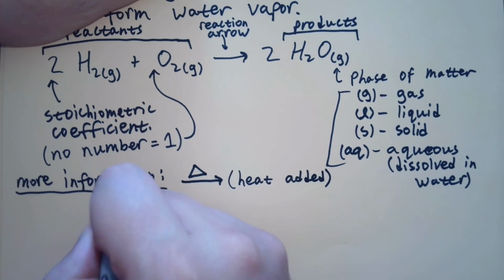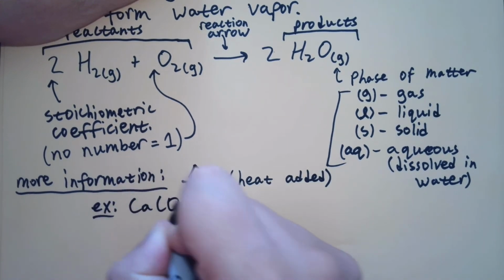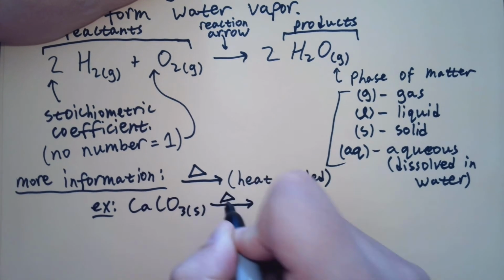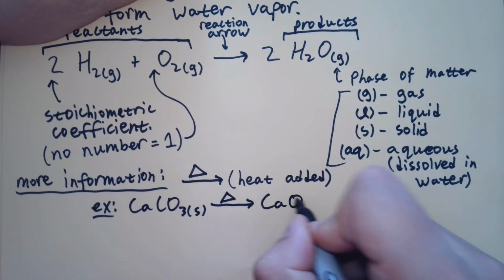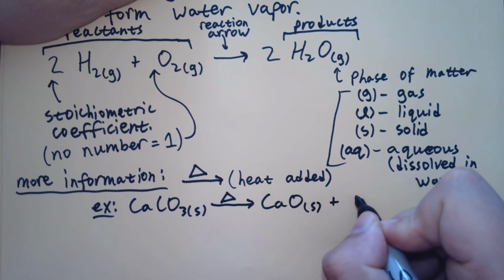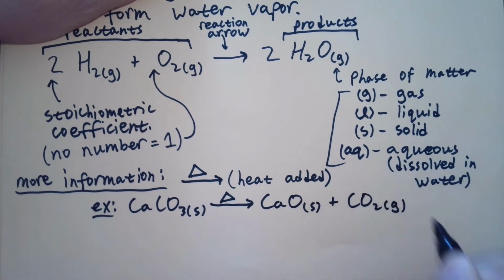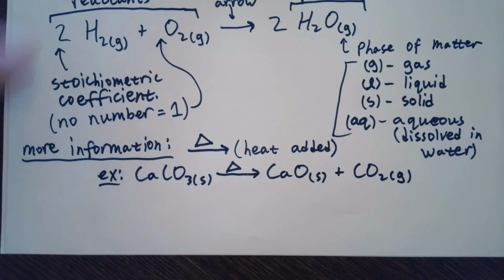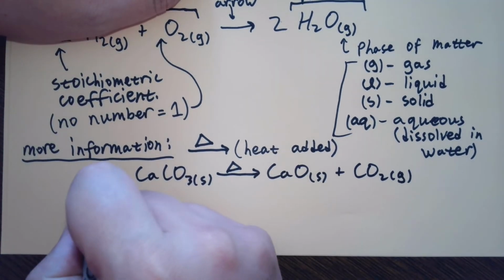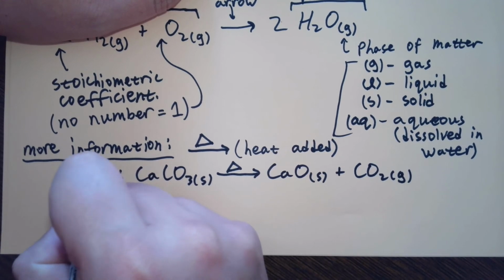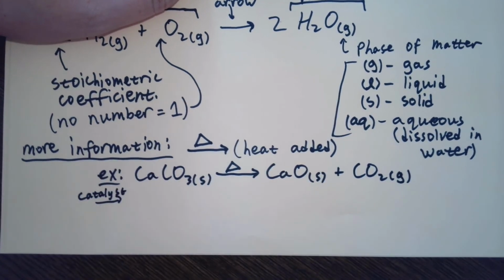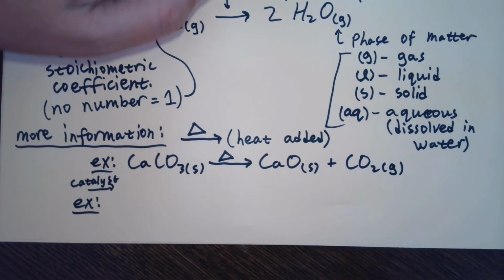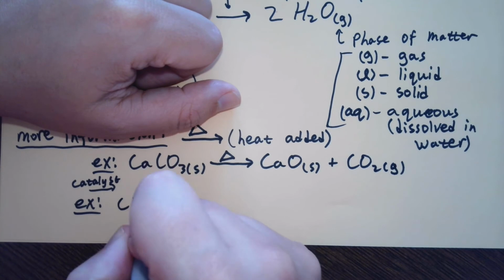And so, for example, we'd have something like calcium carbonate, which is a solid. If we heat it up, it will actually decompose into calcium oxide and CO2 gas. Okay. We can also put a catalyst over our reaction arrow. So for example, we could have a reaction like this.